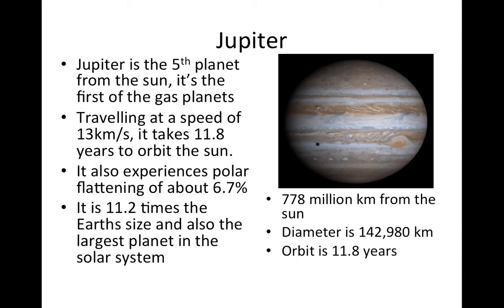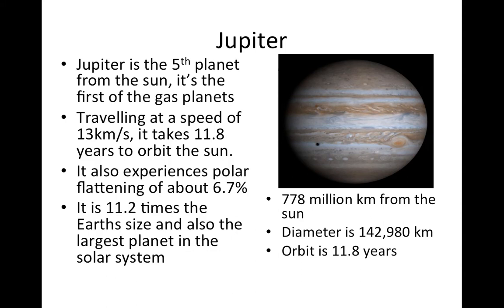It also experiences polar flattening, but of course its polar flattening is of a bigger degree, which is 6.7%. Jupiter is the largest planet in the solar system, 11.2 times Earth size. Massive. It is 778 million kilometers from the Sun. Its diameter is 142,980 kilometers, where Earth's diameter is just over 12,000.